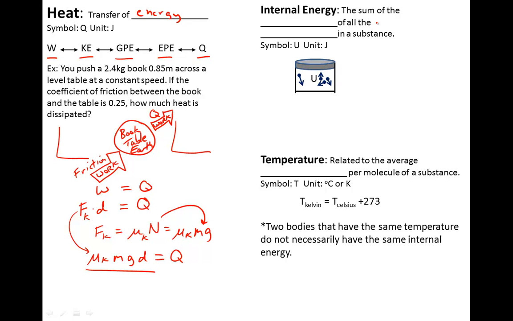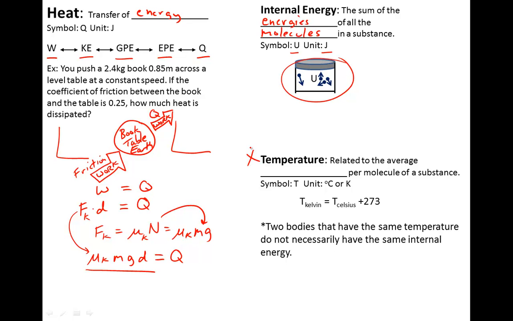The internal energy is the sum of the energies of all the molecules in a substance. Because it is energy, its units are joules. So an example would be like in this piston: we take all the molecules and add up all their different energies, specifically their kinetic energies, and we can figure out the total internal energy.